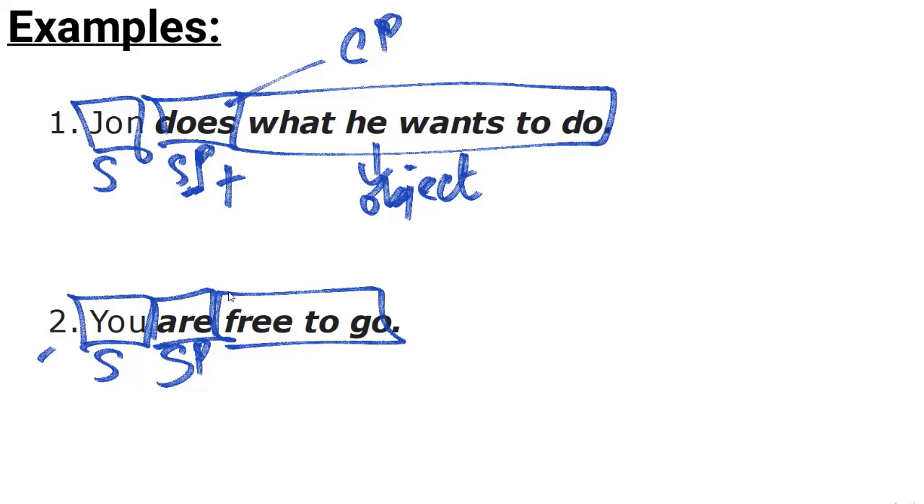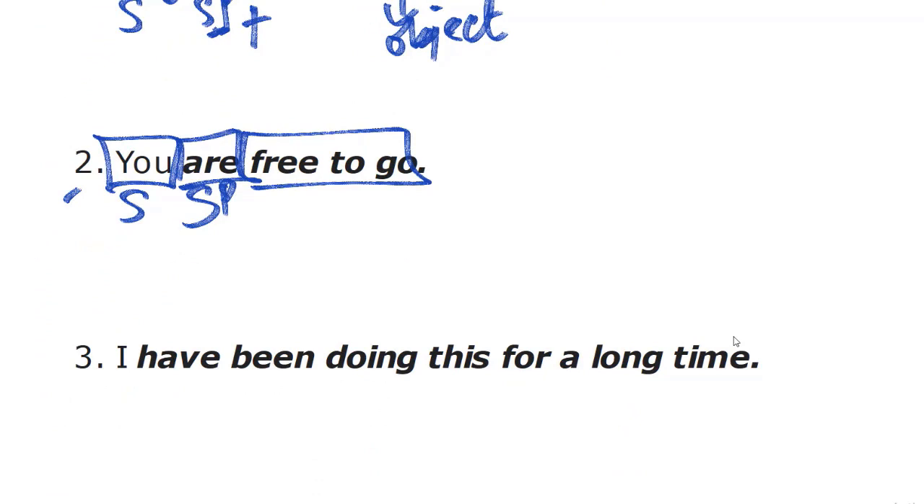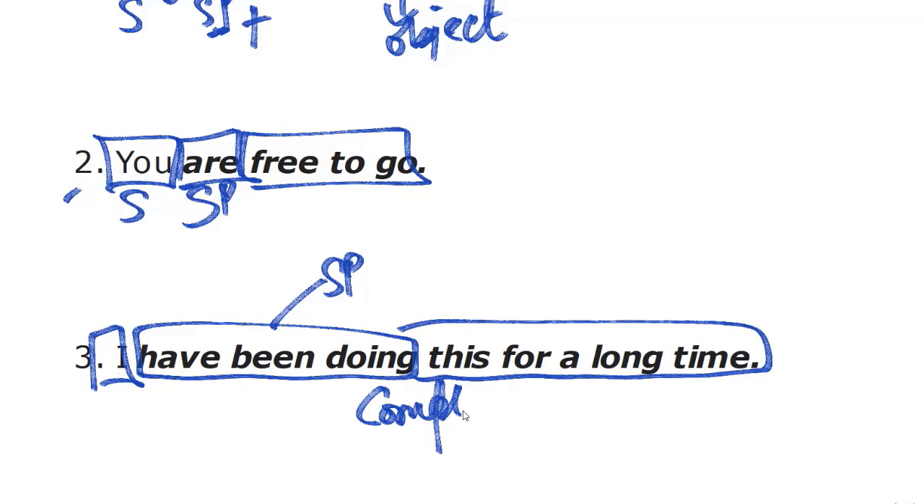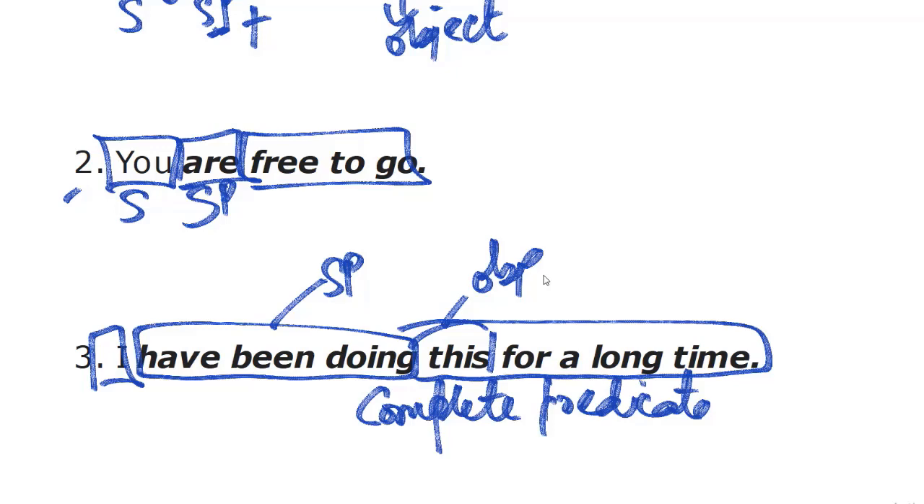All right. Another example. I've been doing this for a long time. I is your subject. Have been doing is your simple predicate. And have been doing this for a long time is your complete predicate. So have been doing, a verb phrase, doing what, doing this. So this is your object. In this complete predicate, we have the verb phrase, we have the object. I have been doing what, this, for how long? For a long time. This is basically an adverb phrase, a modifier. So this is what a complete predicate is.